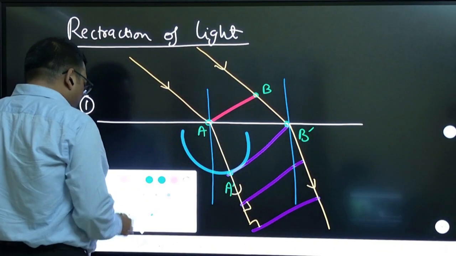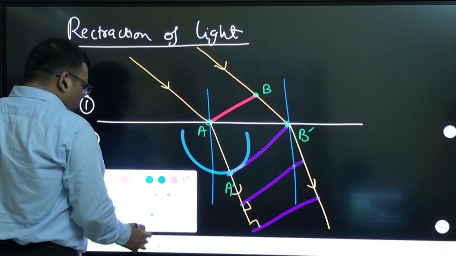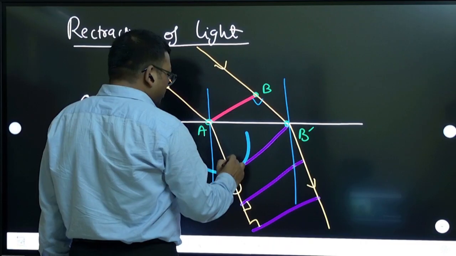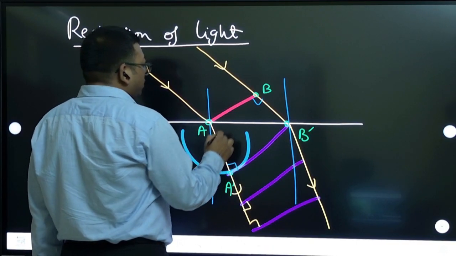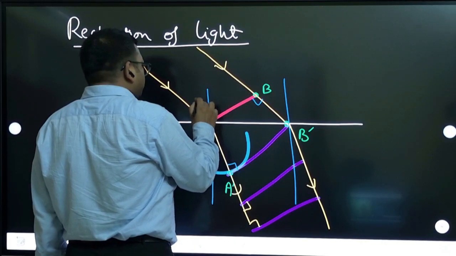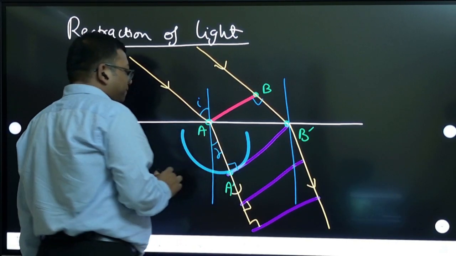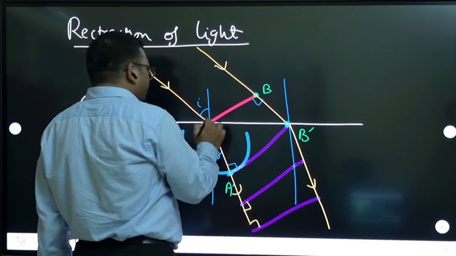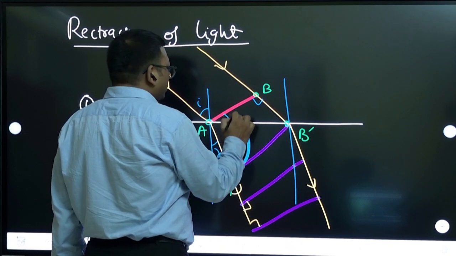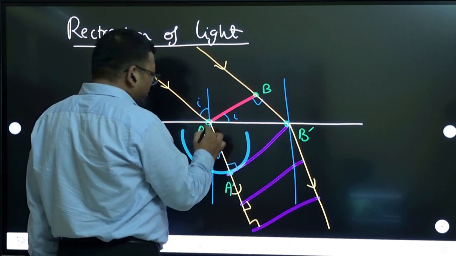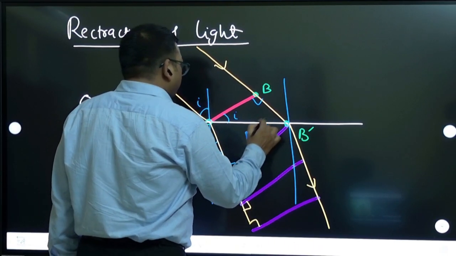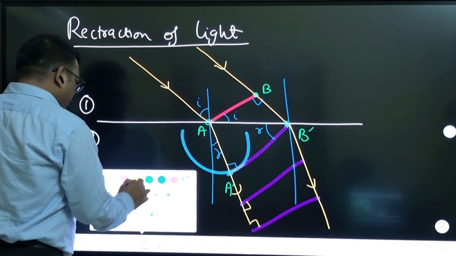Now we need to prove Snell's law here. To prove Snell's law, we will consider this triangle. Note that this is perpendicular, and let us consider this angle of incidence, and this is the angle of refraction. The angle between this perpendicular and this perpendicular is angle I again, right? And what is angle R? Perpendicular to this, perpendicular to this, this is angle R.